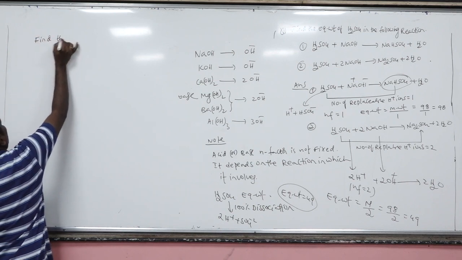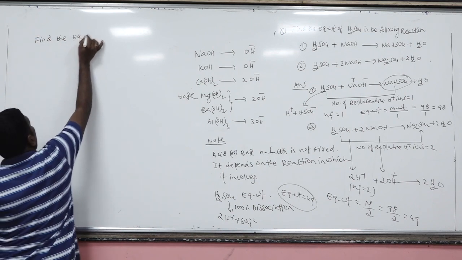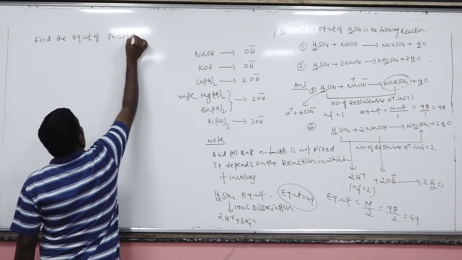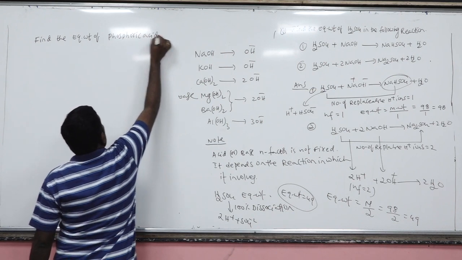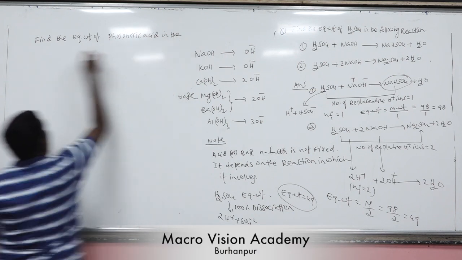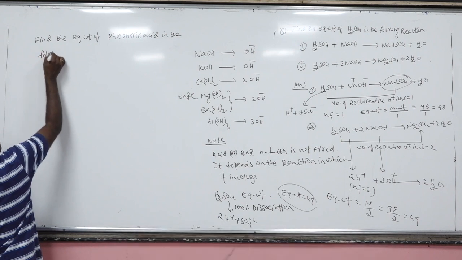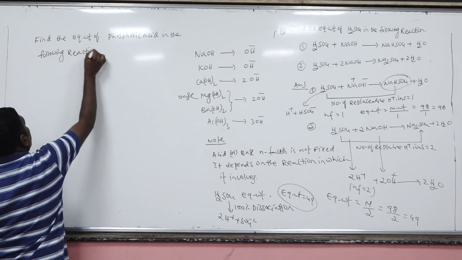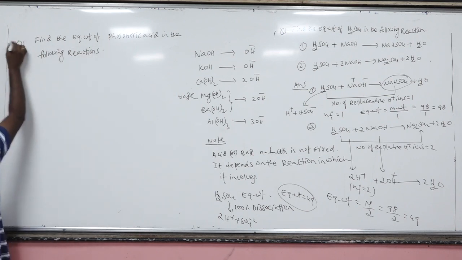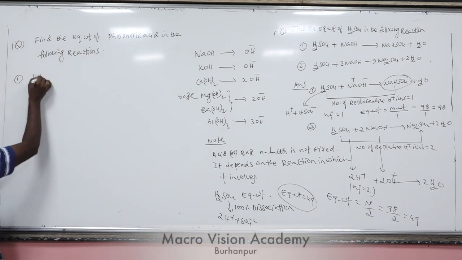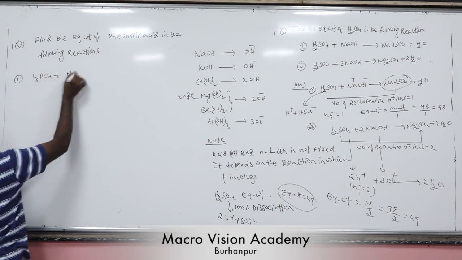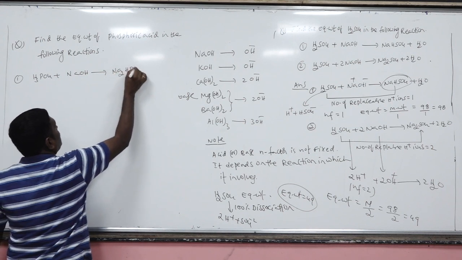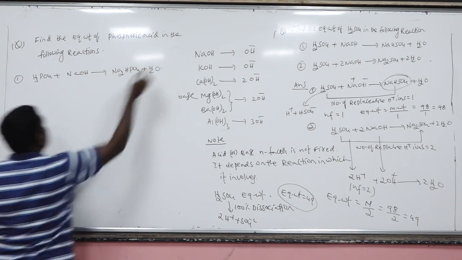One more question. Find the equivalent weight of phosphoric acid in the following reactions. Now I am giving the reactions. Phosphoric acid combined with sodium hydroxide gives disodium hydrogen phosphate and water.